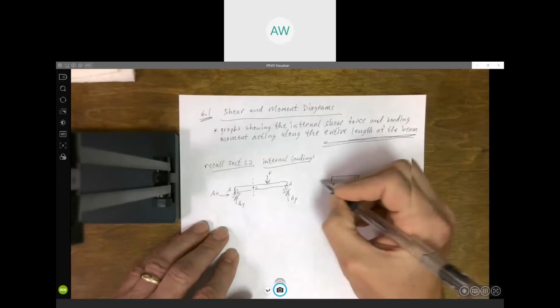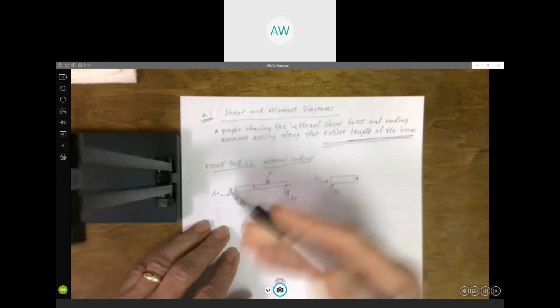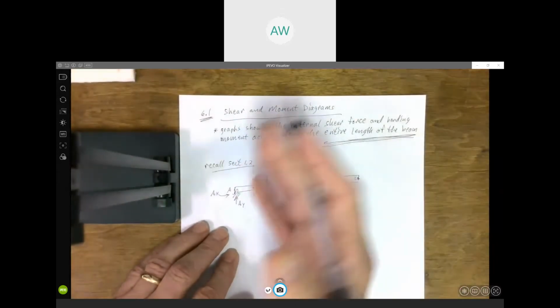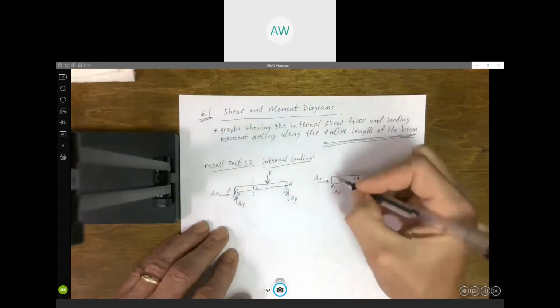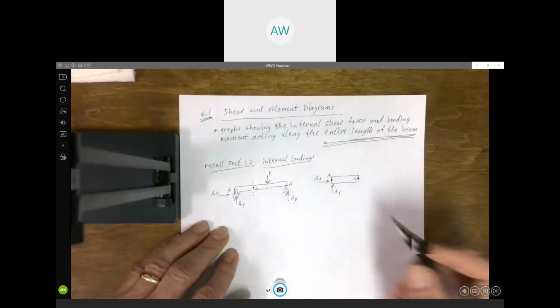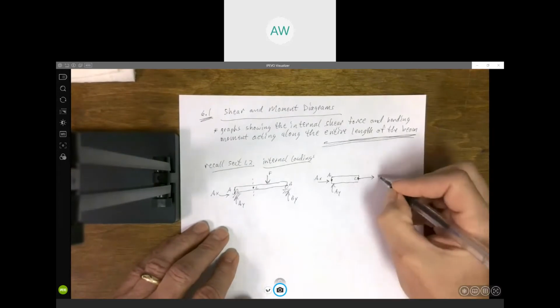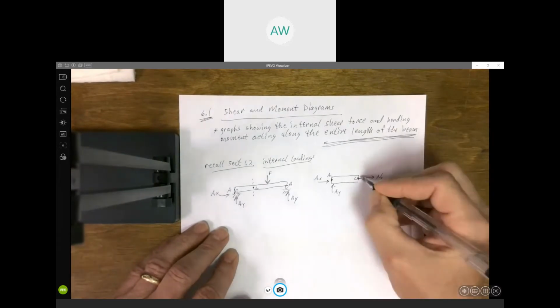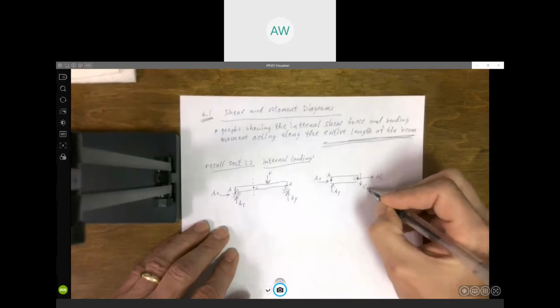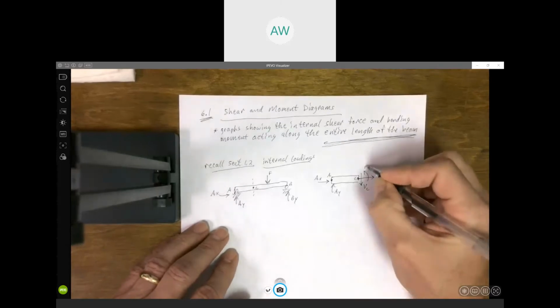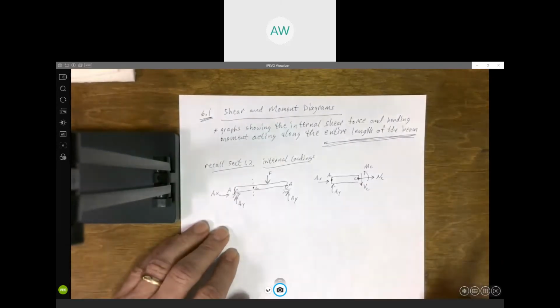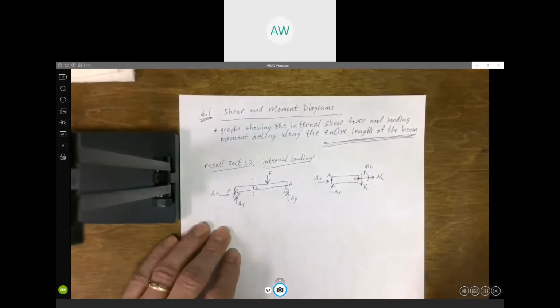Right, we'd have our support reactions that we'd have to find by applying equilibrium equations to the whole beam. And if you cut it at C, the notation we used was N for normal, V for shear force, and M for our bending moment.